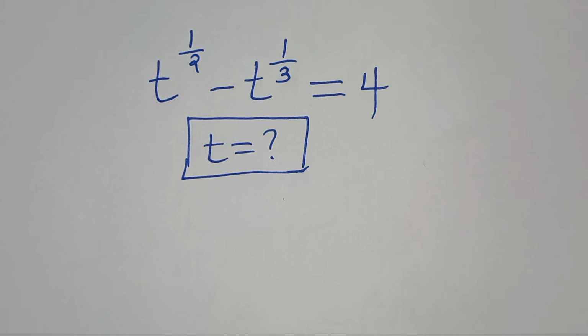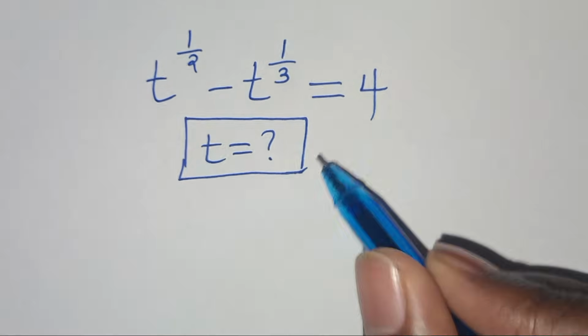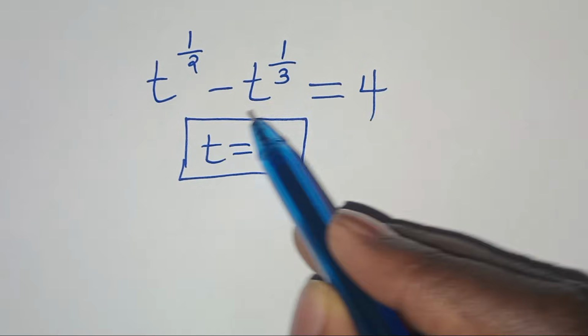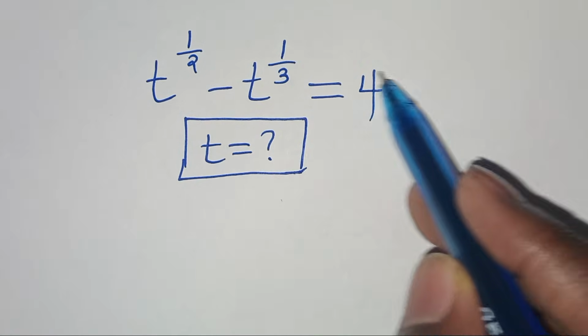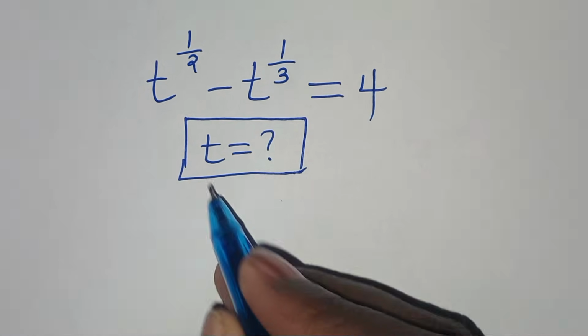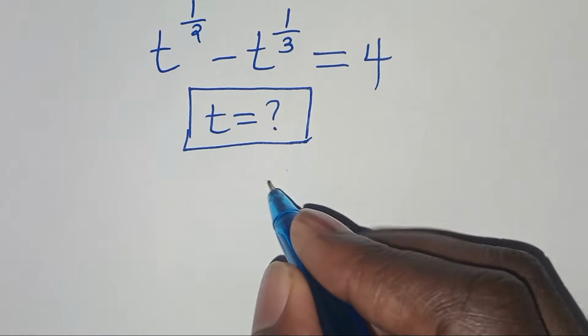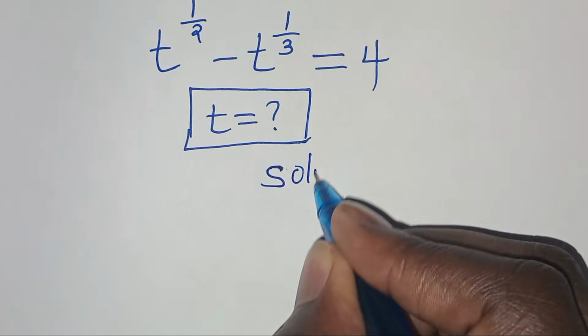You're welcome to solve this nice algebra problem, which is t to the power of a half minus t to the power of 1 over 3. This is equal to 4. So, what is the value of t? Now, let's provide a solution from here.